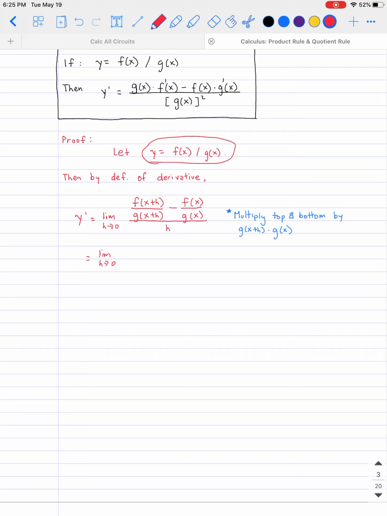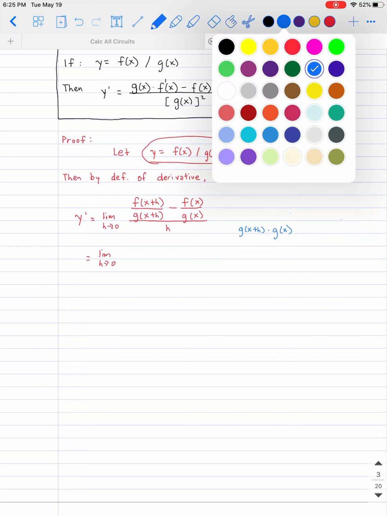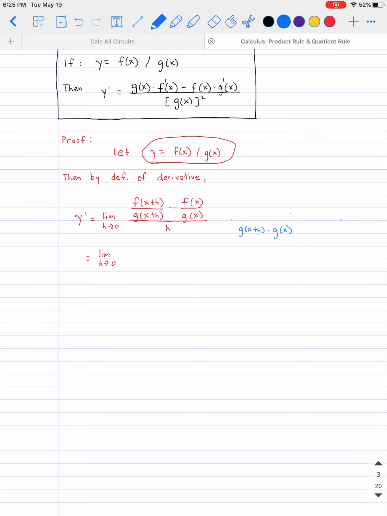Limit as h approaches 0. And let me go ahead and write that over here so it's a little bit easier to see, okay? So we're going to get rid of this part right here and write out what we just said. We're going to multiply this, right there with blue this time, okay? Multiply this by g of x plus h, multiplied by g of x plus h. So if we do that, we're now going to get the following.